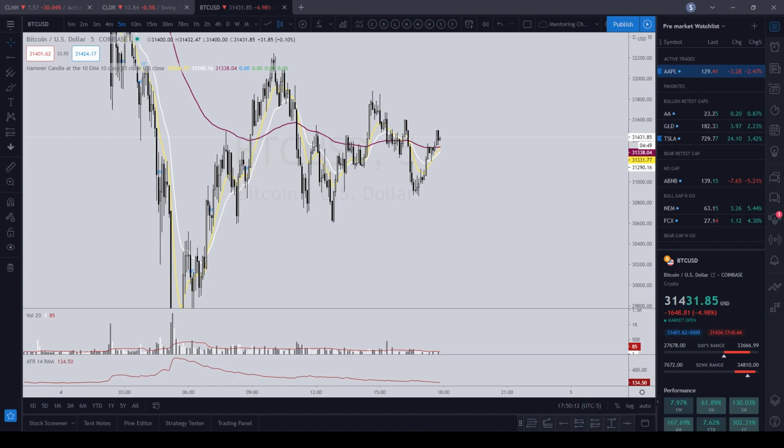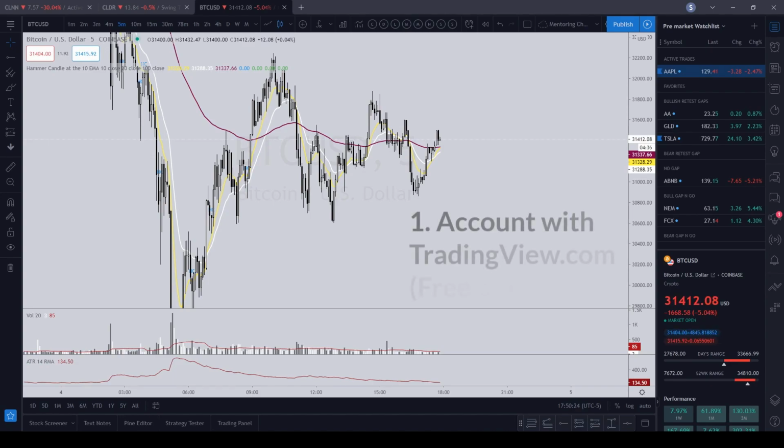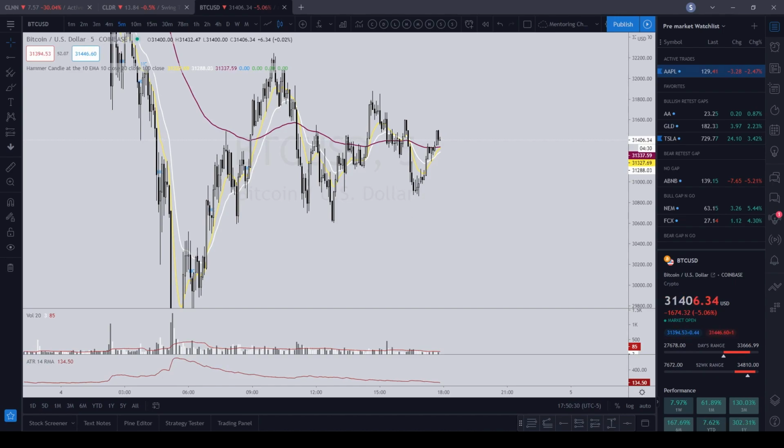Paper trading is an opportunity for you to follow along live with the trades. So there's a few things that you're going to need to have before you can do this. Number one, you have to have an account with TradingView. It can be a paid account, or it can be a free account. Either one will work, but you do have to have an account.